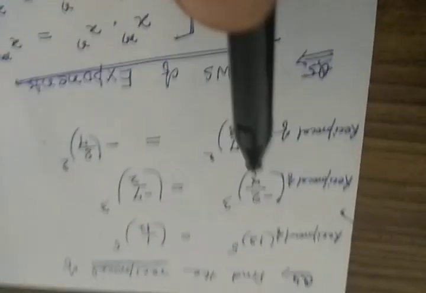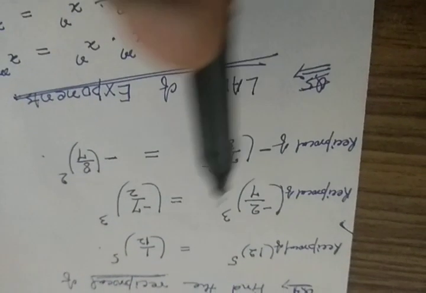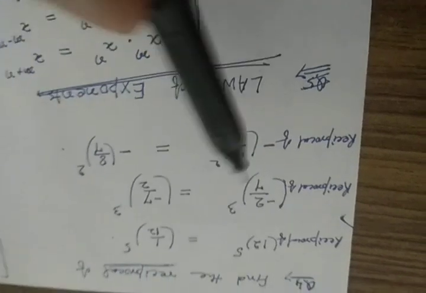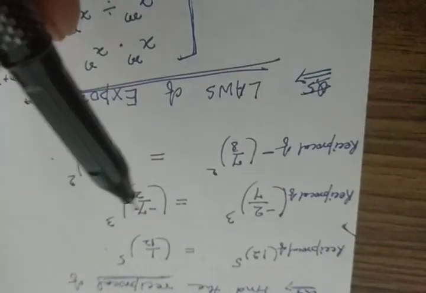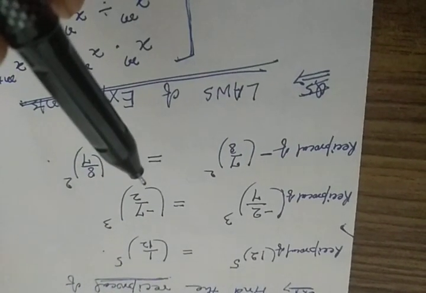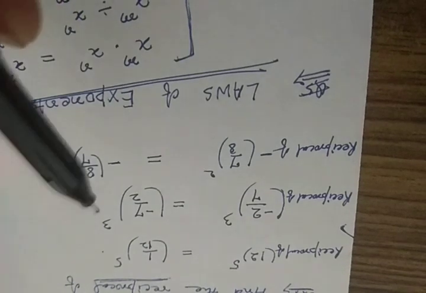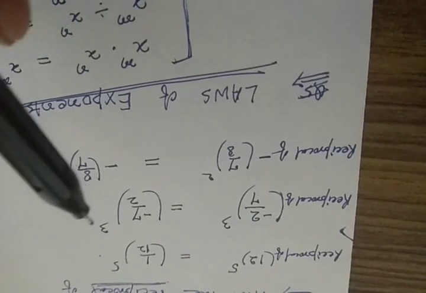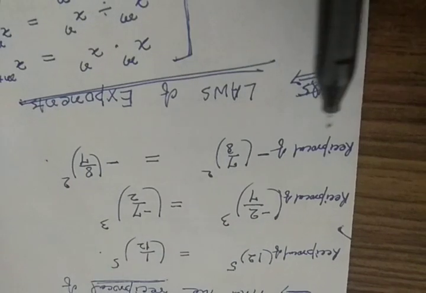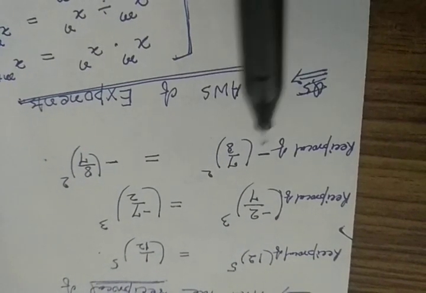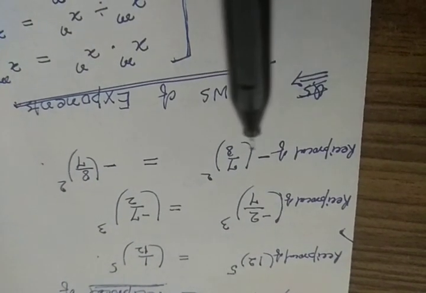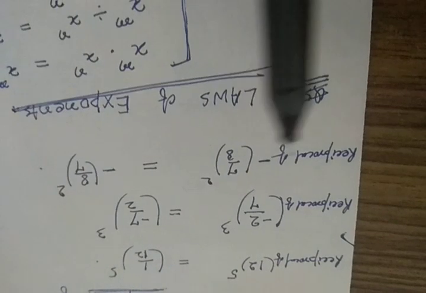Clear? Next question: reciprocal of minus 2 by 7 to the power 3. What should it be? Simply reverse it, so that it is minus 7 by 2 to the power 3. Is it clear? Just see, this is the special case. Negative is outside the bracket.